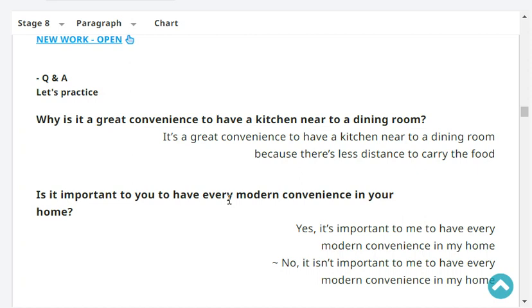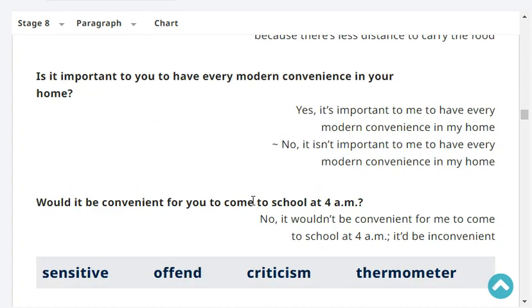Why is it a great convenience to have a kitchen near to a dining room? It's a great convenience to have a kitchen near to a dining room because there's less distance to carry the food.